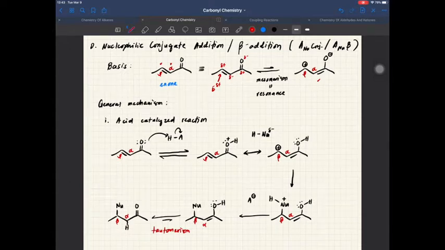The first mechanism for nucleophilic conjugate addition is an acid catalyzed reaction. In this case, we may use a Lewis acid or a Bronsted acid. So this Bronsted acid will protonate our carbonyl oxygen to form a protonated species, this one. And this could assume another resonance form that has a full positive charge at the beta carbon, this one. And now our nucleophile will attack this position to assume the next structure.